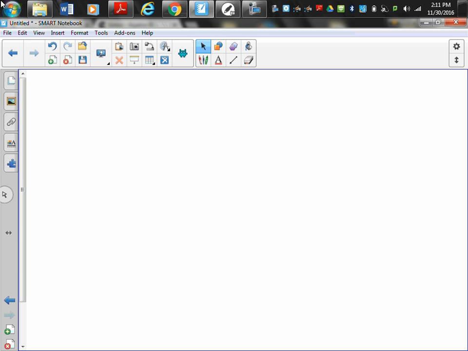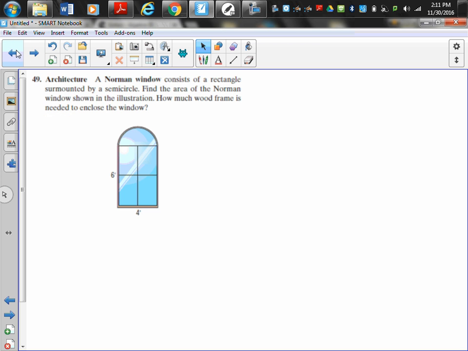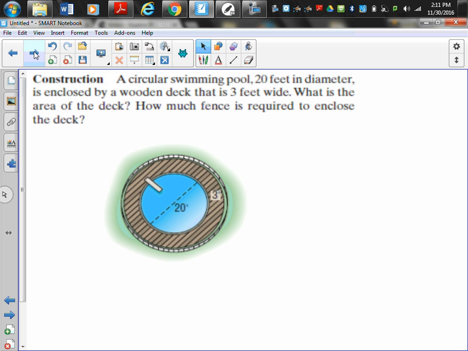All right, I'm going to skip to this problem 50, because this one is similar to the homework. A circular swimming pool, 20 feet in diameter, is enclosed by a wooden deck that is 3 feet wide. What is the area of the deck? How much fence is required to enclose it? All right. So what is the diameter of the deck?